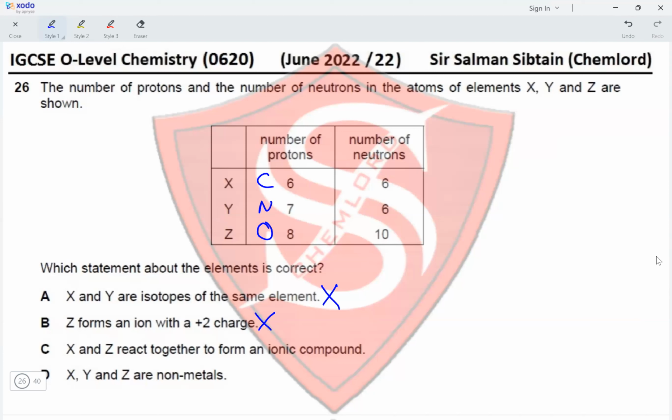X and Z react together to form an ionic compound? X and Z would react together to form carbon monoxide or carbon dioxide, both of which are covalent compounds, not ionic. X, Y, and Z are non-metals? Yes, carbon, nitrogen, and oxygen are all non-metals, making option D the correct option for this question.